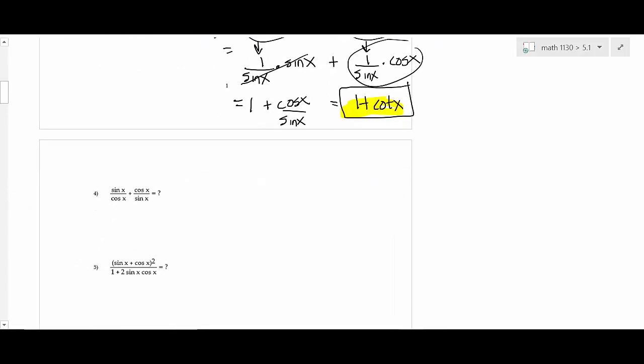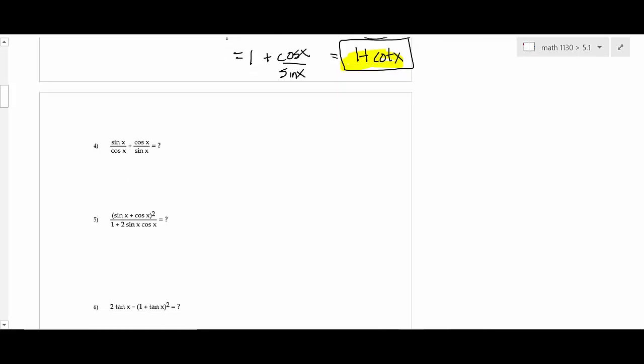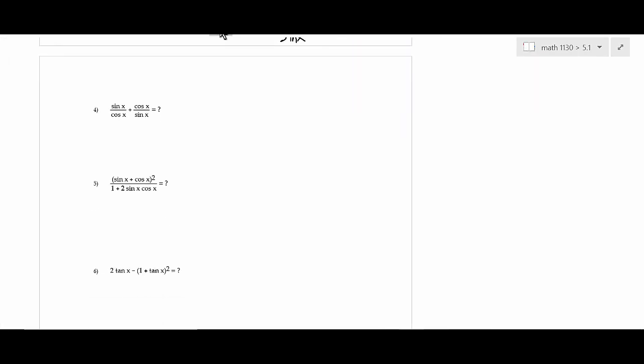Okay? Okay, let's see. This one right here. Now, there's a couple of approaches to the next one. Okay, I'm going to show you two approaches. Okay, and one might be a little better than the other. One thing that you might be thinking is, what is sine over cosine? That's tangent. What's cosine over sine?